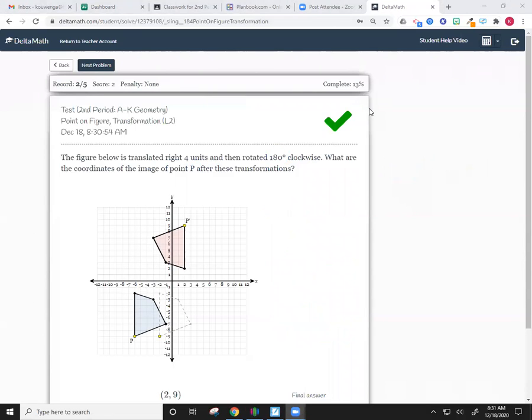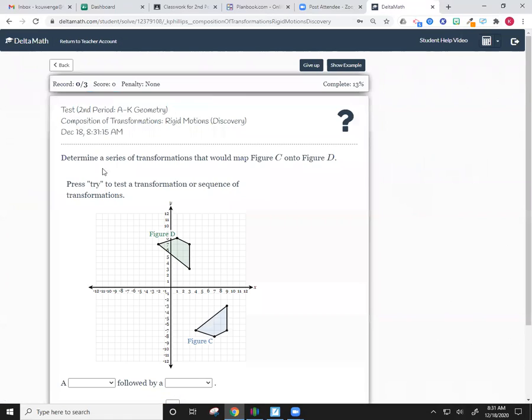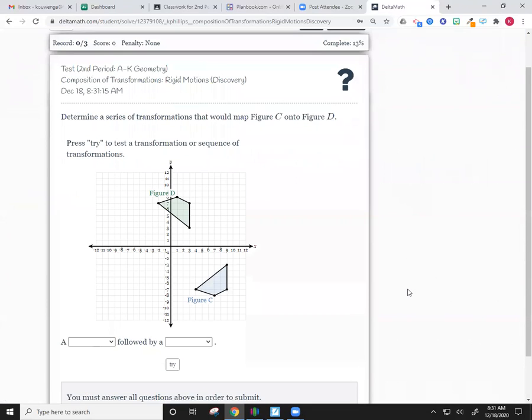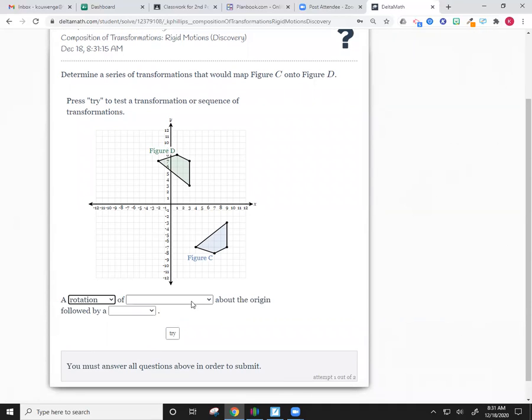The other two are called discovery. Basically they're going to ask you, in this case, to take figure C and move it to figure D, and you have to do it in 2 steps. You have translations, reflections, and rotations. I noticed this one is probably going to need to be rotated, so I'm going to choose a rotation and guess 180 degrees.